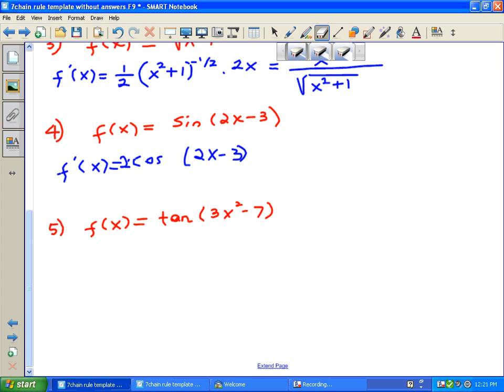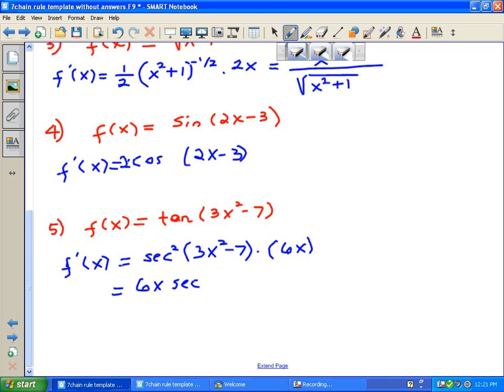All right, let's try the next one. Same idea. Differentiate the tangent function, and we get this, leaving the inside function unchanged. And then multiply this with the derivative of the inside, which is 6x. Again, it might be suggested to put the 6x up front, so that we are not tempted in any way to multiply that with this quantity up there with the secant.